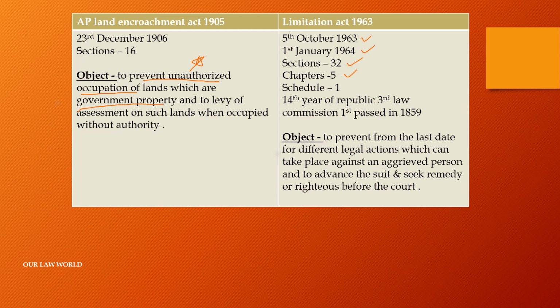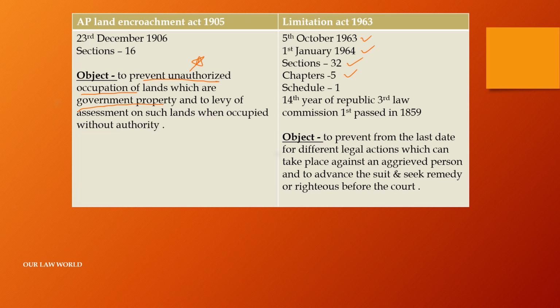And the next act is the Limitation Act 1963. The dates are 5th October 1963 and 1st January 1964. It has 5 chapters in which 32 sections are involved. The Limitation Act is about providing the time limit for filing any suit, appeal, or any other matter before the court.